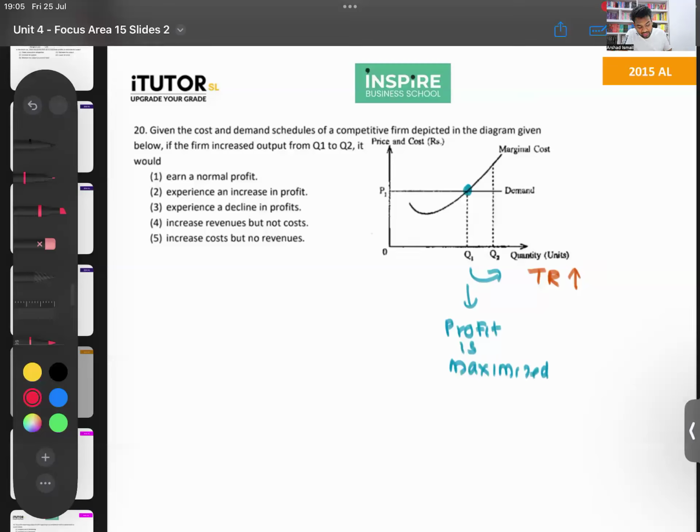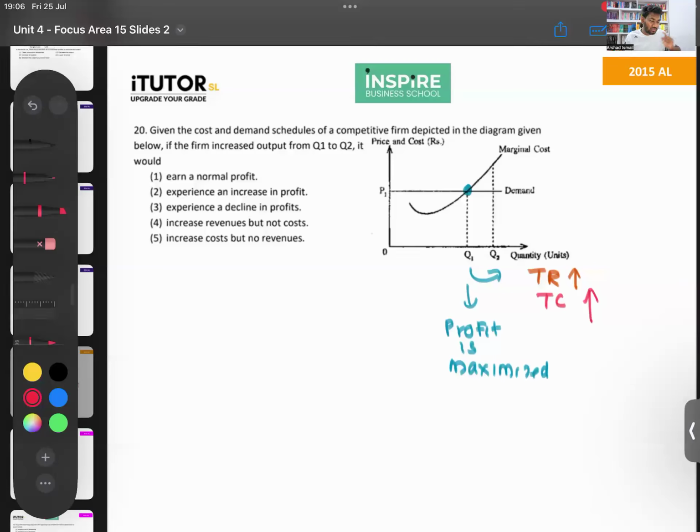But what do you think happens to total cost? Look at the marginal cost. The more you produce, total cost has to ideally increase. If you produce more, your cost has to increase. But given that your marginal cost is rising, does your total cost increase a lot or a little? When you go from Q1 to Q2, you're in a situation where MC is rising. So your total cost increases a lot.